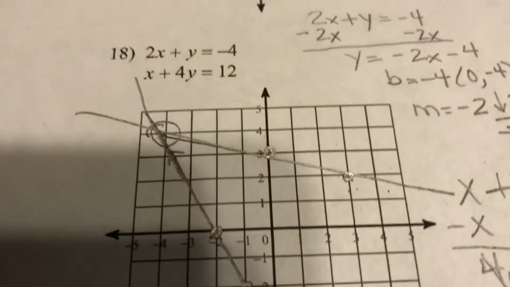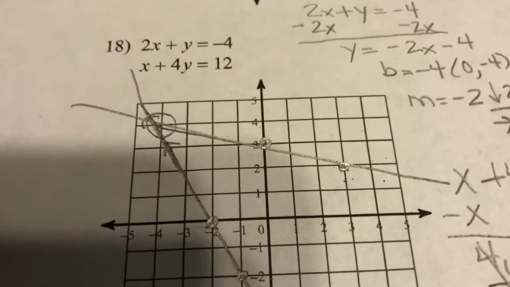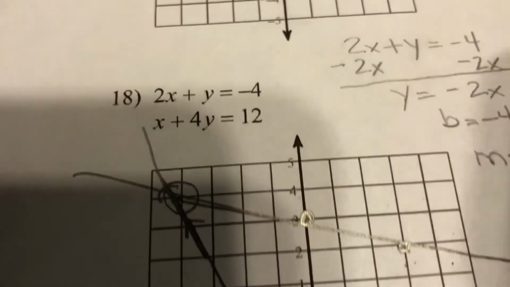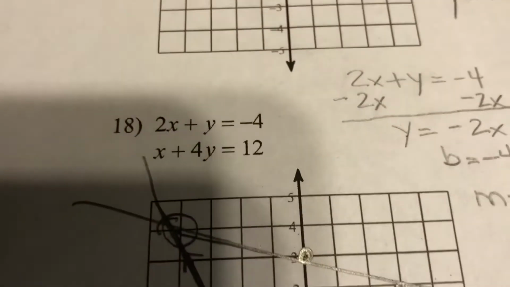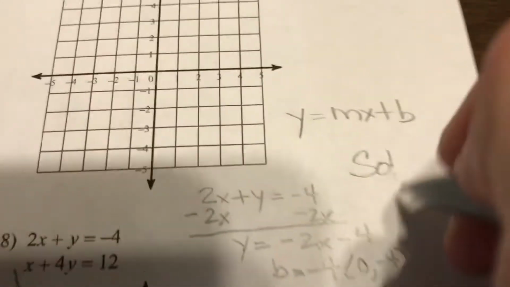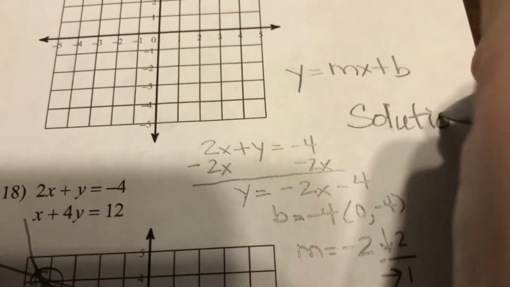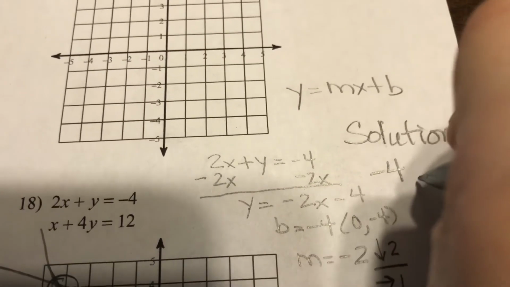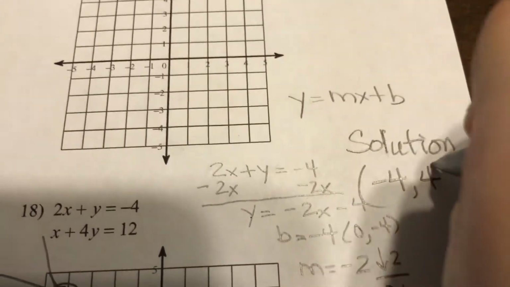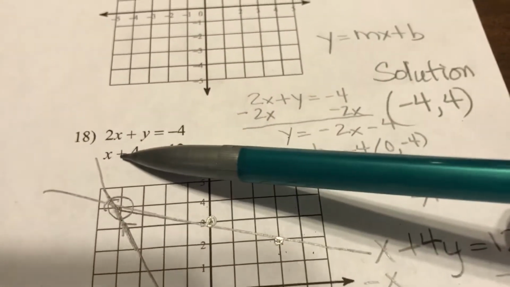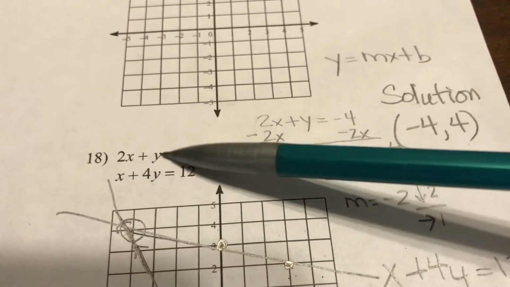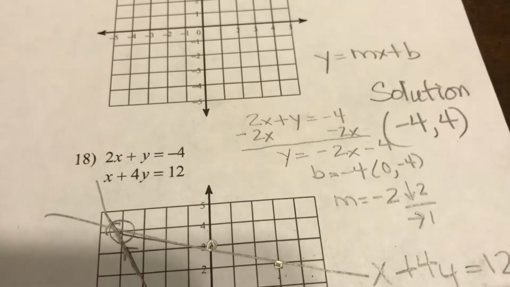It intersects at -4, +4. So I'm going to come over here and put the solution, -4, +4. And just to check it, we're going to do 2 times -4, which is -8, plus 4 gives me -4, so that works.